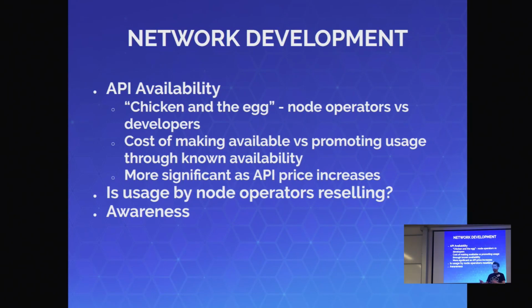And that's quite a big obstacle that we see. And this gets more significant as API prices increase, which means that the higher quality, lower latency, high uptime APIs are going to be harder to get on the network in the same way that the very, very cheap hobby APIs wouldn't be. And also, as the required node count increases, this becomes much more of a factor.